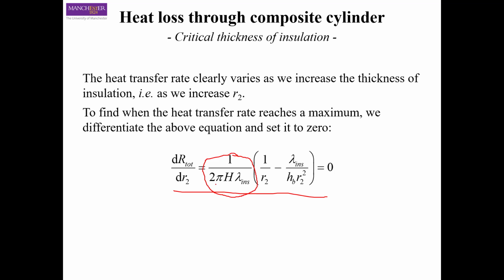So all these parameters are positive, they are not equal to 0, so it can't be 0, but this part can be equal to 0 because if this part is 0, multiplying with a positive value will give 0. Okay, so we have this equation now.